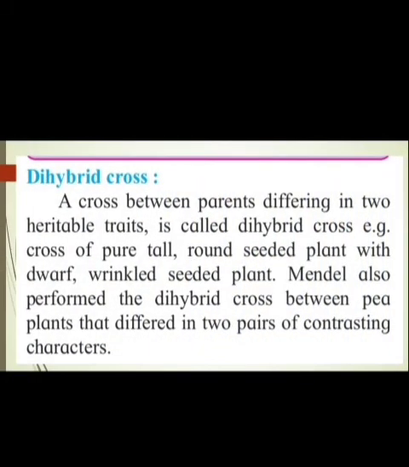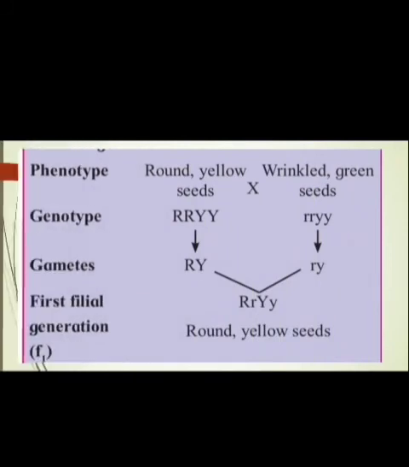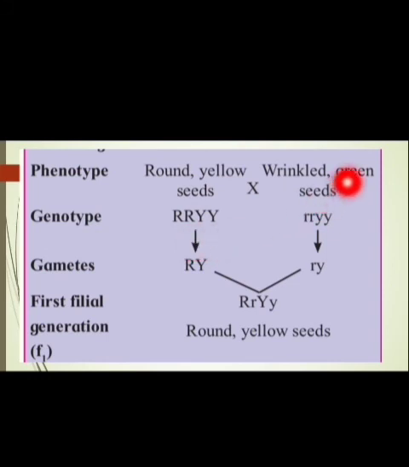Dihybrid cross. A cross between parents differing in two heritable traits is called a dihybrid cross. It means a cross between two parents by considering two pairs of contrasting characters. Here at a time two characters are considered, that is the round and wrinkled shape of seed, and yellow and green, which is another pair of contrasting characters. In this cross two pairs of contrasting characters are selected, so this cross is called a dihybrid cross.